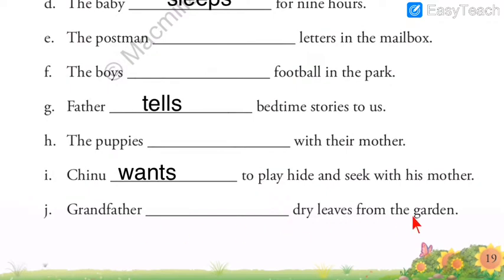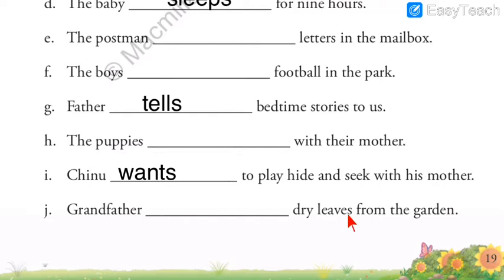Grandfather dashed dry leaves from the garden. So what does grandfather do? They pray to God. Sometimes they bring flowers for you to make you happy, grandfather and grandmother. Grandparents love their grandsons and granddaughters, children, a lot. More than your father and your mother, your grandparents might be loving you, yes? So anyways, the grandfather dashed dry leaves from the garden.